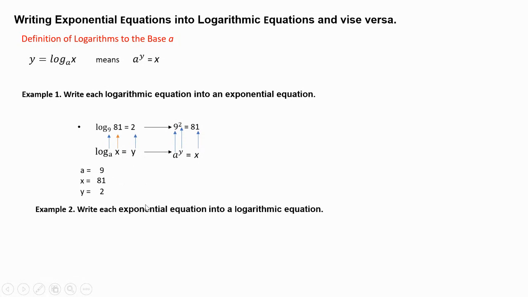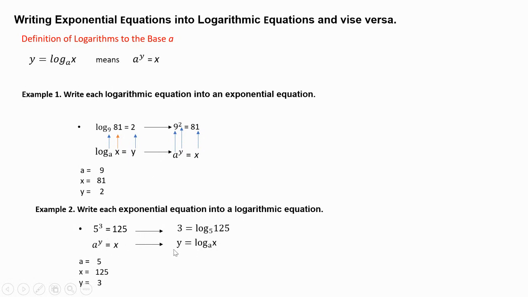Now, example number 2, I'm going to go the other way, from an exponential equation into a logarithmic equation. And like I said earlier, this is only a quick review of what I covered last week. So we have 5 to the third power equals 125. This is an exponential form. To put it in logarithmic form, we transform a to the y equals x, which means y equals log base a of x. So my a is 5, my y is 3, and my x is 125.